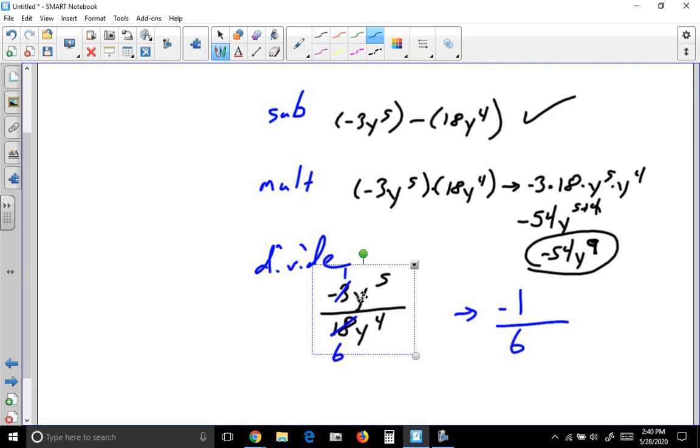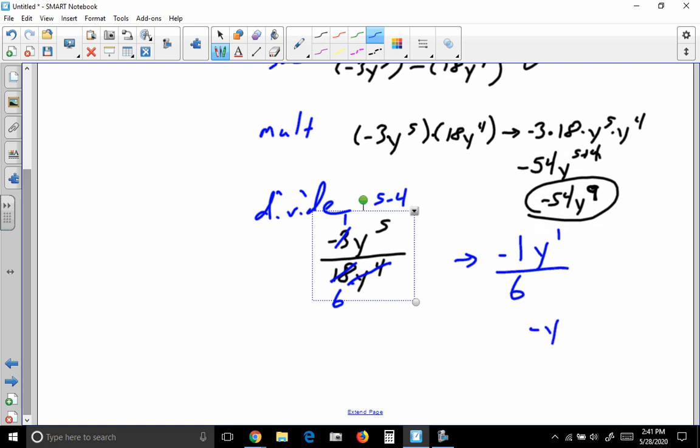Essentially, this one and this one both have at least 4 y's, so we can cancel out how many they have in common. If we cancel out 4, all of those are gone. If we cancel out 4 here, we started with 5 and we're taking away 4. Notice we're just subtracting those exponents. 5 minus 4 is 1, so we're left with y to the first power on top, or we could just write this as -y/6. So that's what we would get if we were to divide those.